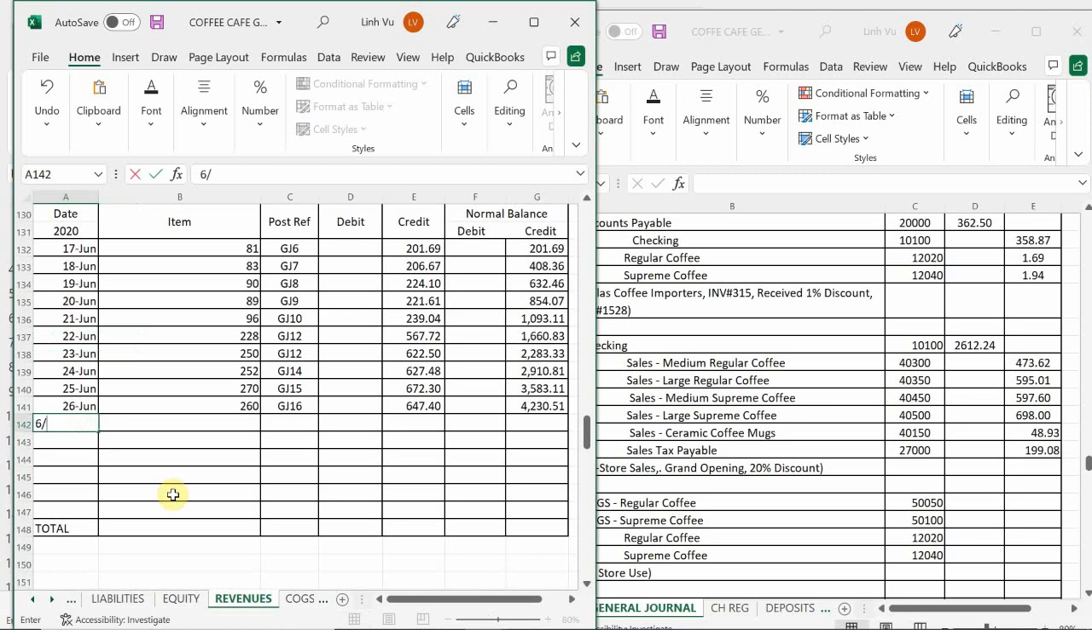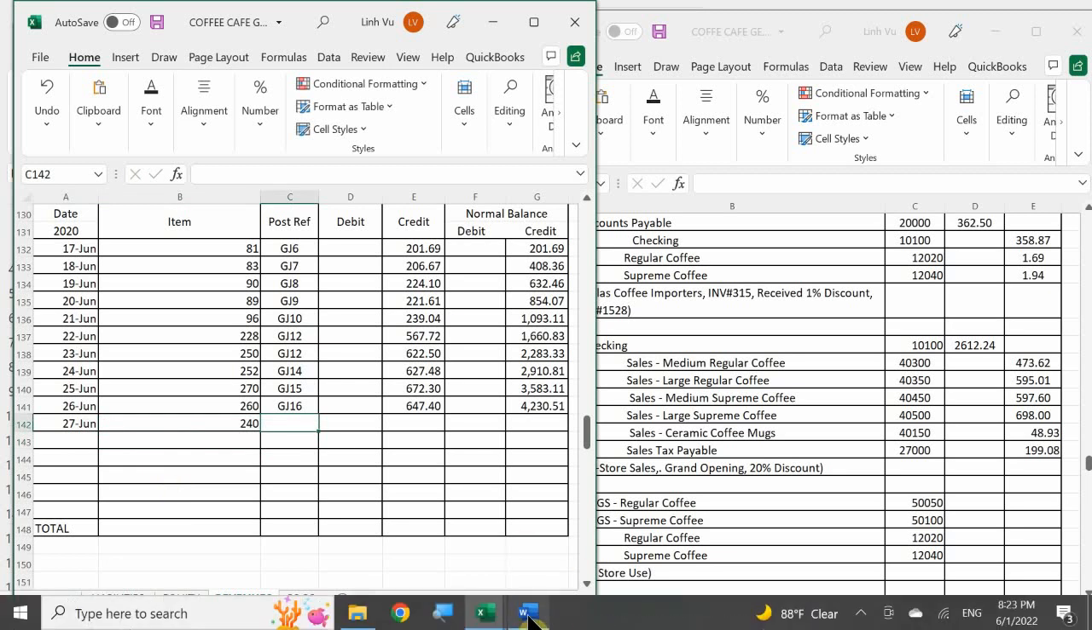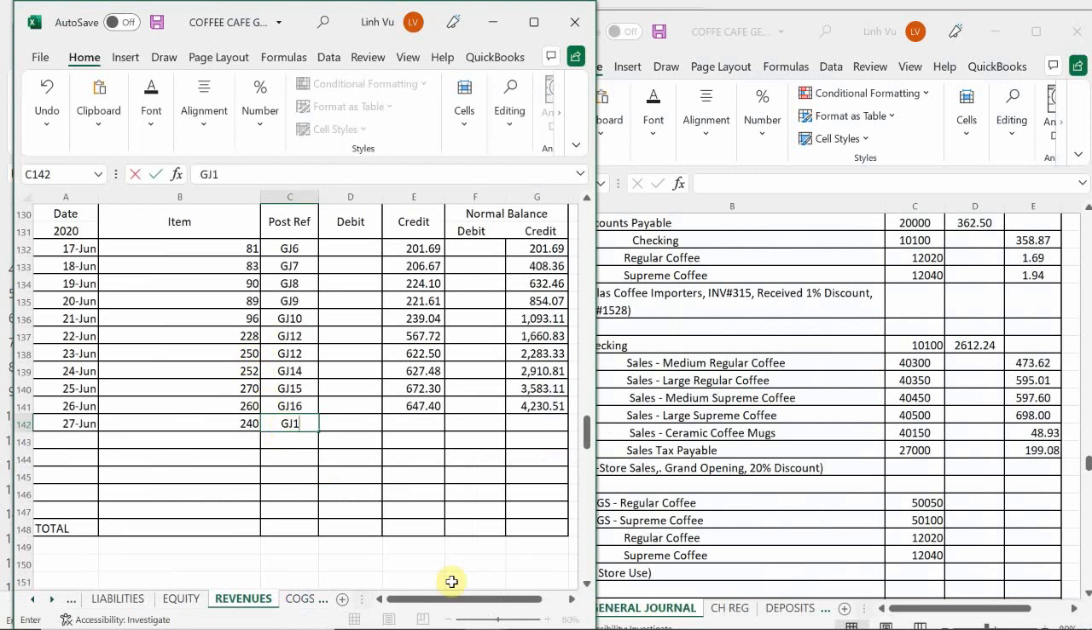Next, here is my medium supreme. I believe I sold 240 cups. Okay, which cost me a total of $597.60. Okay. And that's going to bring my account balance to $4,828.11. Okay.